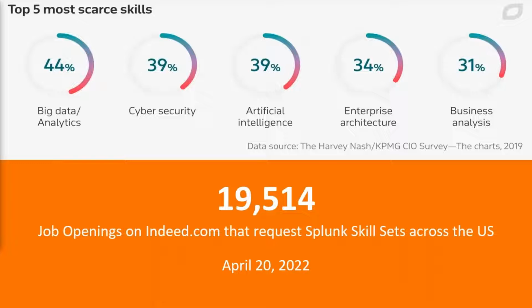oh, I'm sorry, one more slide here. This is something that I really like to point out to people about why what we're doing is so important. This is a KPMG study from 2019. If you look at the skill sets that people are looking for in their organizations, number one is always big data analytics, and Splunk is a great tool for people doing that to learn. Cybersecurity, which we're going to talk about, artificial intelligence, enterprise architecture. You can see the list there. Those are the most scarce types of skills, and so we're looking at how we address that.